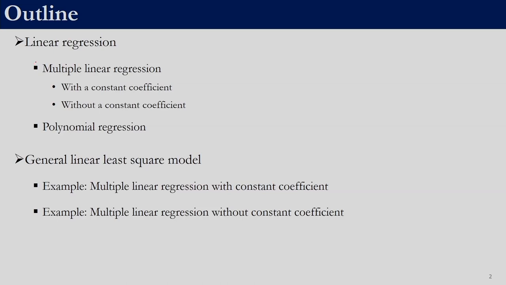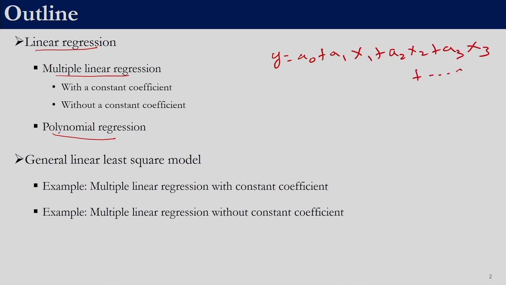The outline of this session is going to be under linear regression. We are going to discuss multiple linear regression and polynomial regression. So in multiple linear regression, we are essentially trying to fit a model y is equal to a0 plus a1 x1 plus a2 x2 plus a3 x3 and so on, let's say till am xm, where x1, x2, x3 are the independent variables.